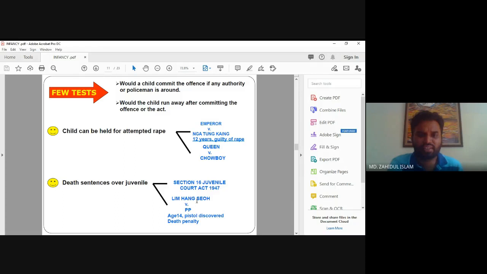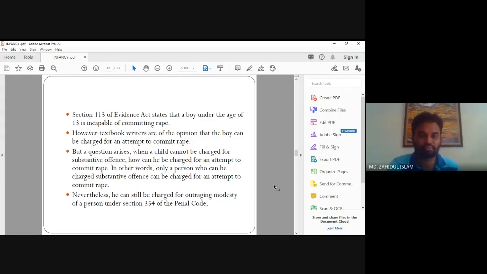1947. In this case, you see Limb Hang versus PP. One boy was convicted and given the death penalty. A pistol was discovered with him. So read these cases. I will ask you next class.